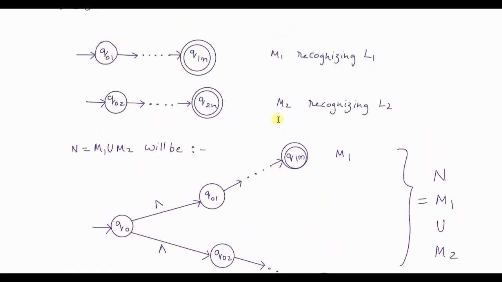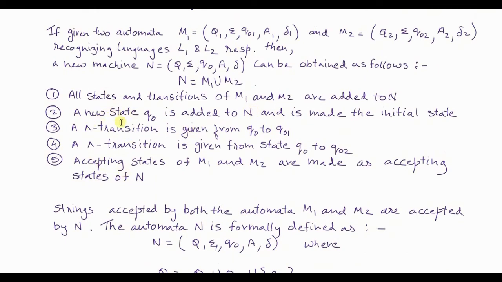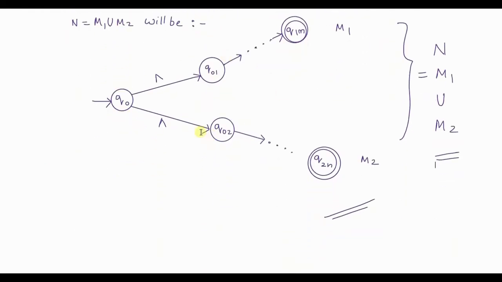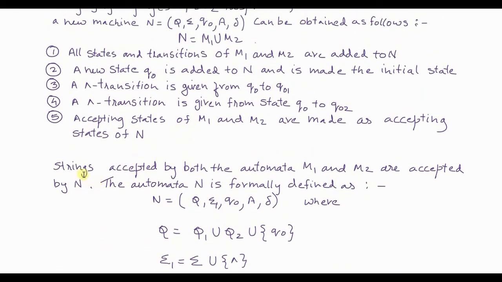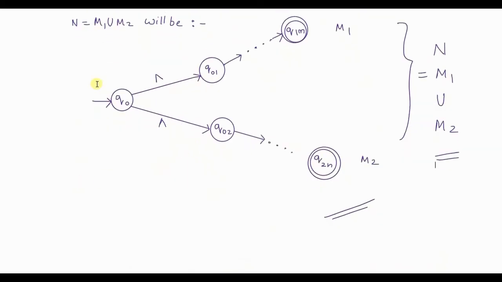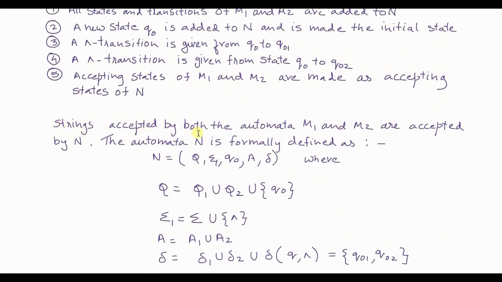So this is N. After following this procedure and showing you how to draw the automata, I can now say the strings accepted by both automata M1 and M2 are accepted by N. Looking at the figure, whatever strings are accepted by M1 will be accepted in this branch. Whatever strings are accepted by M2 will be accepted through this particular branch. That's why the strings accepted by both M1 and M2 are accepted by N.